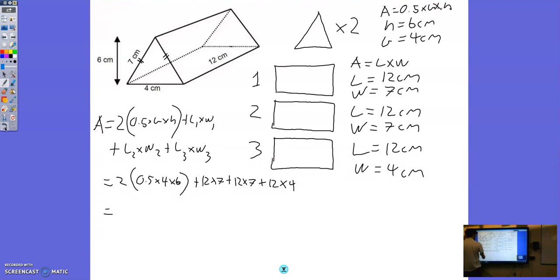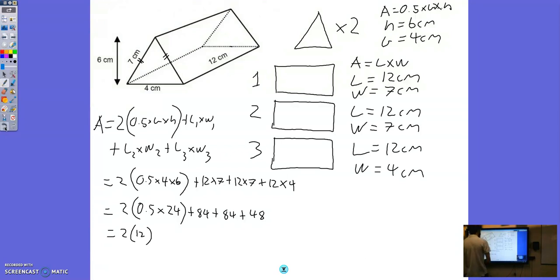From here, we simplify. 2 times, I'm going to keep my 0.5. 4 times 6 is 24, so 0.5 times 24. Plus 12 times 7. 7 12s are 84. Plus 12 times 7, which is 84 again. Plus 12 times 4, which is 48. Already it's starting to look a lot more simple. 2 times 0.5 times 24. So half of 24 is 12.